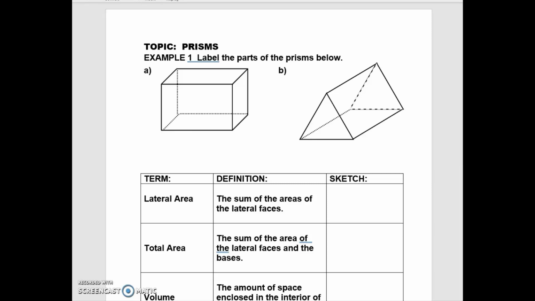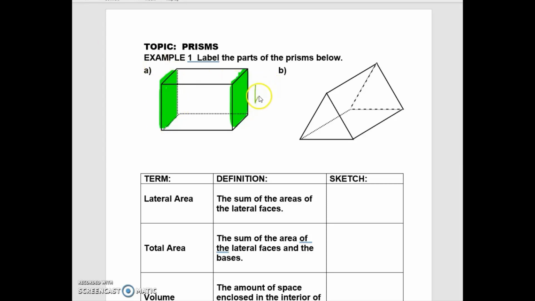Today we're going to talk about prisms. Okay, so it says label the parts of the prism. So first we need to identify our bases. For rectangular prisms in part A, it doesn't matter which sides you choose because all the opposite sides are parallel and congruent. So just because this is smaller to highlight, I'm going to pick this one. Okay, that means that this side is going to be our other base.